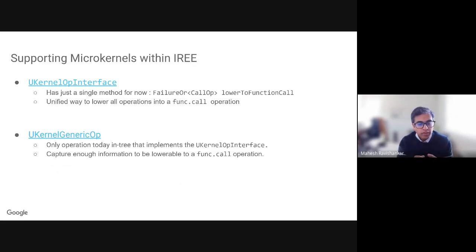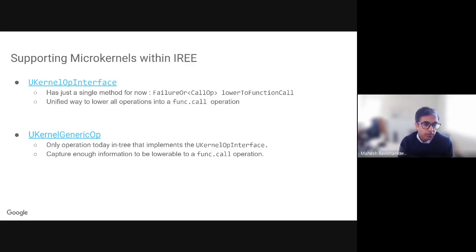You could have many different operations that implement this interface. Today in tree, we have only a single operation called microkernel generic op that implements this interface. And the role of these ops is to effectively capture enough information from the IR at the time that they are inserted into the IR to be lowerable into a func.call operation, which is the call into the microkernel that implements whatever functionality is being captured by this operation.